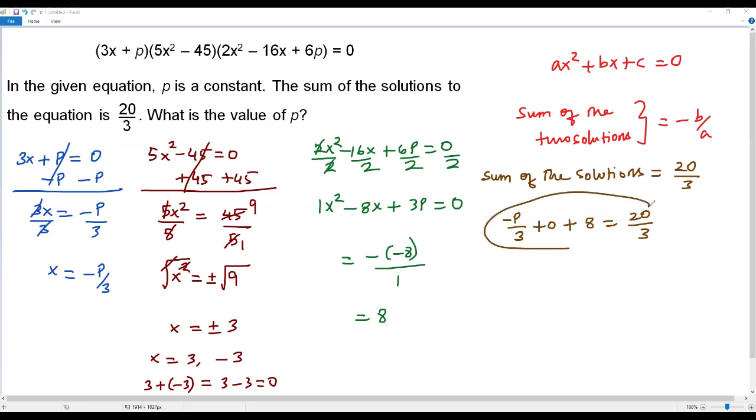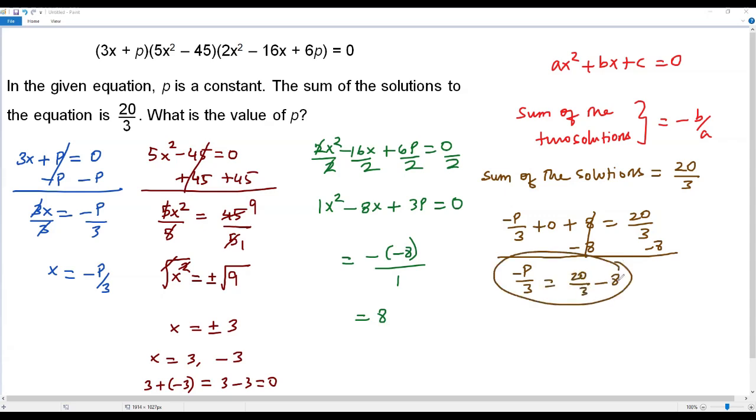Okay, now in this equation what I need to do is solve for p. For that I subtract 8 from both sides. When I subtract 8 from both sides, positive 8 and negative 8 will cancel out. I'm getting -p over 3 equals 20 over 3 - 8. Now to solve for p in this equation, I have to get rid of the denominator 3. For that, I multiply both sides of this equation by 3. When I do so, this 3 will cancel out.